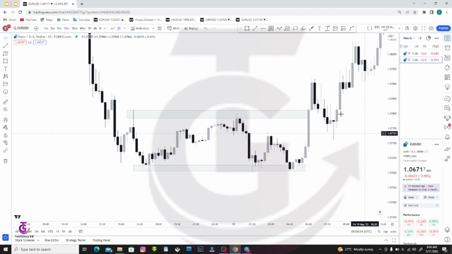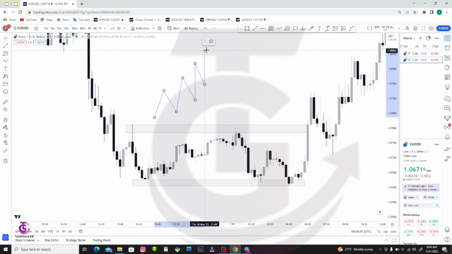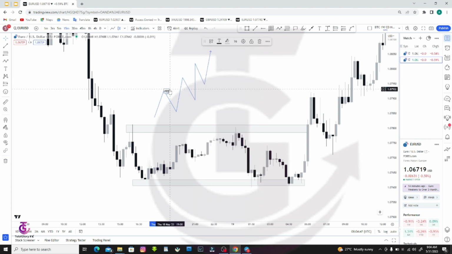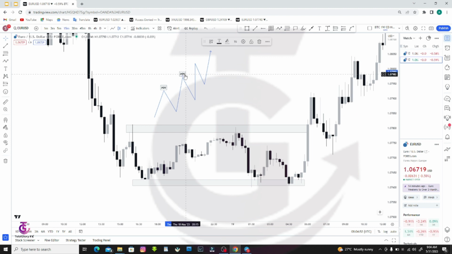Now, there's something I want you to understand about support and resistance. You need to understand market structure. Now, in an uptrend, we have a structure like this, labeled. This high is known as a higher high.